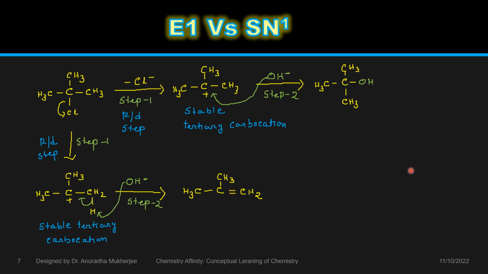For both E1 and SN1 reaction, formation of a stable carbocation is the rate determining step. And it has been seen that the rate of the reaction depends only on the concentration of substrate. It is not dependent on the concentration of nucleophile in case of SN1 or on the concentration of base in case of E1. That's why these two reactions are unimolecular reactions.